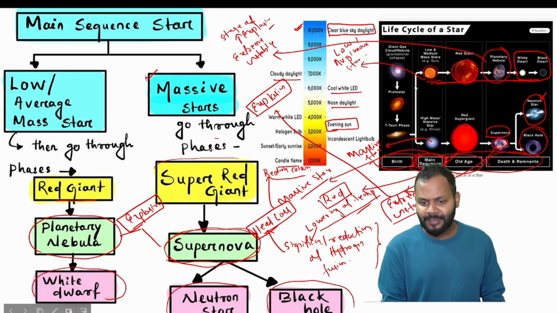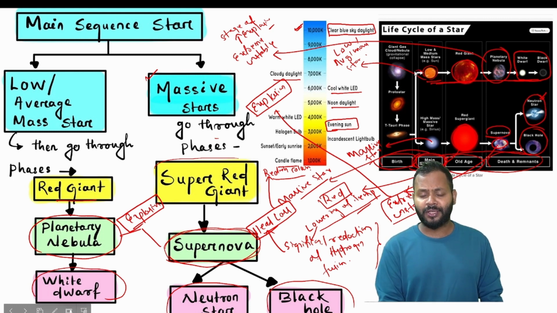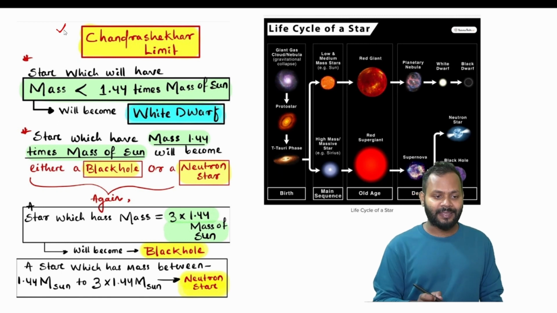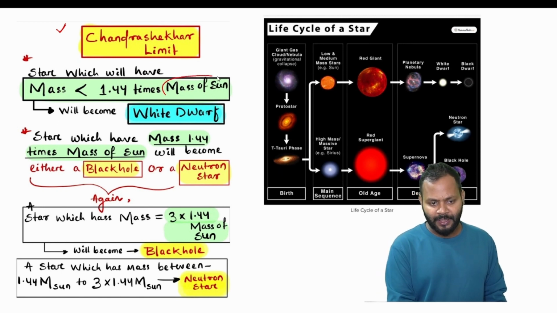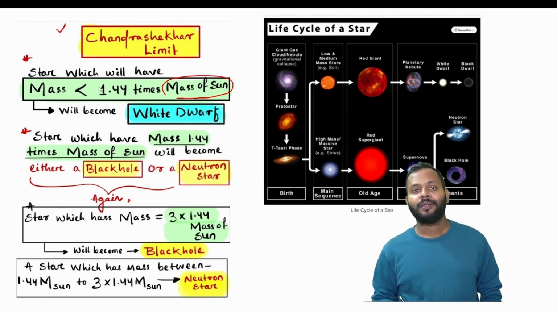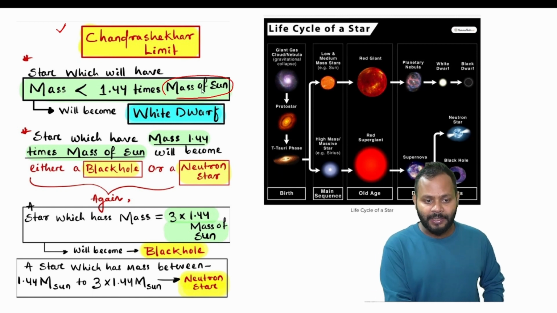First, we have to understand how we define big or small stars. That is according to the Chandrasekhar limit. Let's understand what exactly we mean by the Chandrasekhar limit. According to the Chandrasekhar limit, 1.44 times the mass of the sun is considered a unit. Any star whose mass is less than 1.44 times the mass of the sun will be regarded as a low or average star.